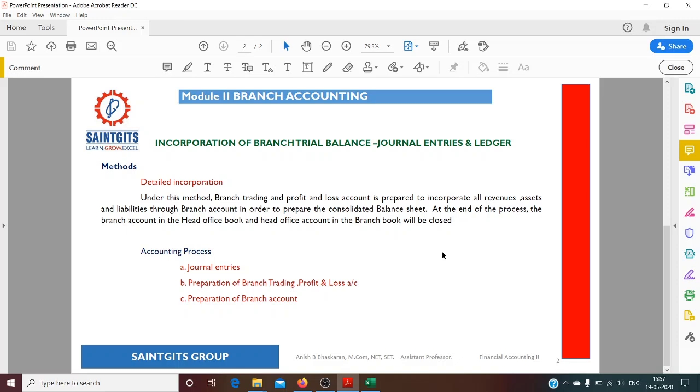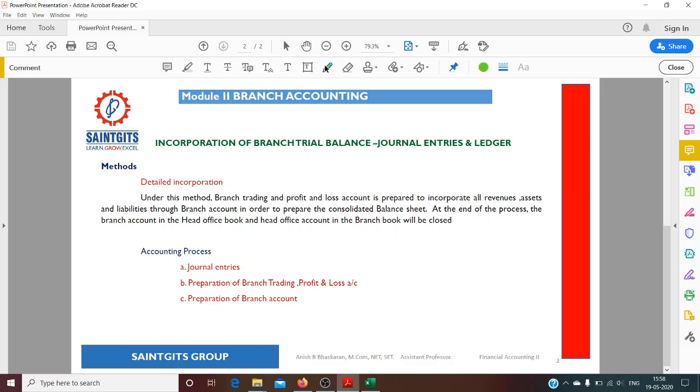Let us continue the topic Incorporation of Branch Trial Balance. Today, we'll consider the journal entries and ledger as per the detailed method of incorporation. Under the detailed incorporation method, the branch trading and profit and loss account is prepared to incorporate all revenues, assets, and liabilities through the branch account in order to prepare the consolidated balance sheet. And at the end of the process, the branch account in the head office books and the head office account in the branch books will be closed.